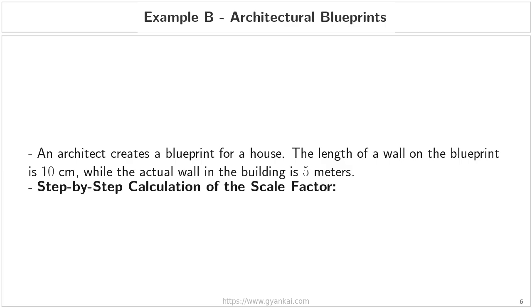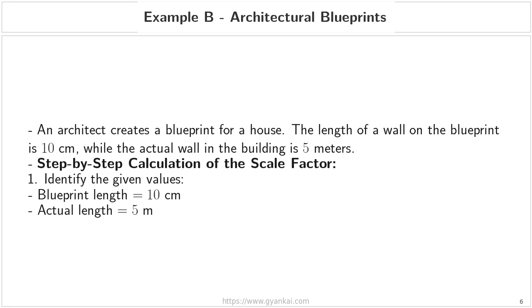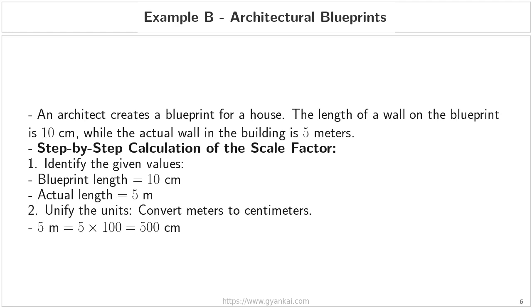Let's walk through the calculation step by step, just as we did with the map example. First, we identify our given values. We have a blueprint length of 10 centimeters and an actual length of 5 meters. Next, and this is a crucial step to remember from our previous slide, we must unify our units. We cannot compare centimeters directly to meters. So, let's convert the meters into centimeters. Since 1 meter equals 100 centimeters, 5 meters becomes 5 times 100, which gives us 500 centimeters.